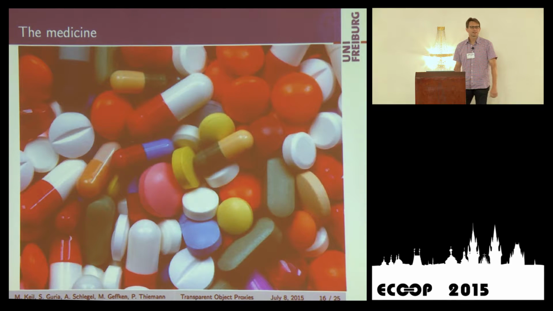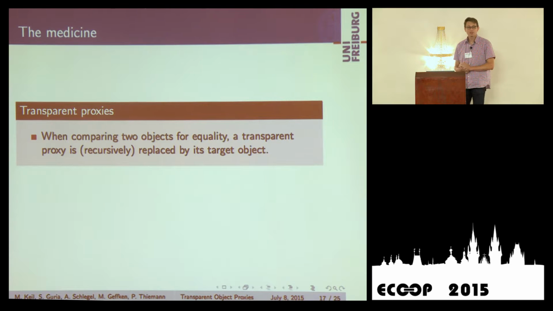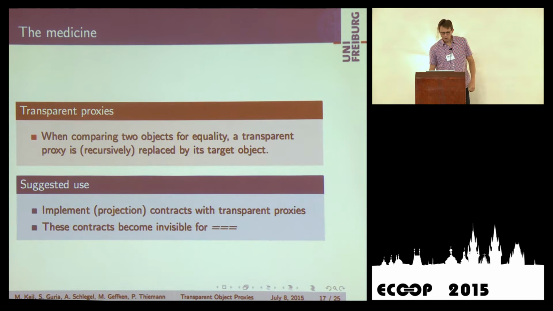So what's the medicine? We have some proposed medicine, of course. Our proposed medicine is to use transparent proxies. The idea is that when you compare two objects for equality, a transparent proxy is recursively replaced by its target object. The suggested use is to implement contracts that behave like projections with such transparent proxies, or membranes as well. And these contracts, in that way, become invisible for object equality.